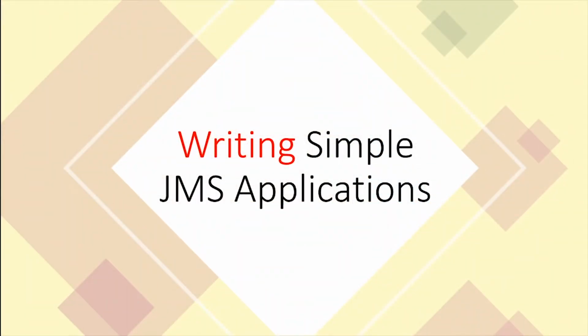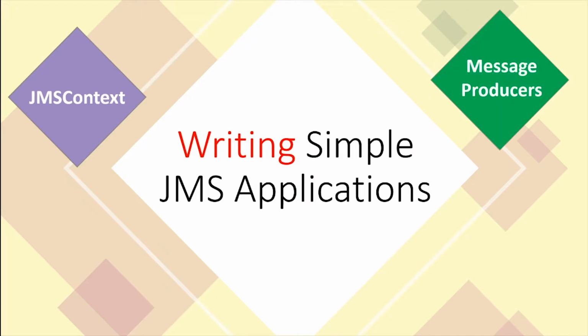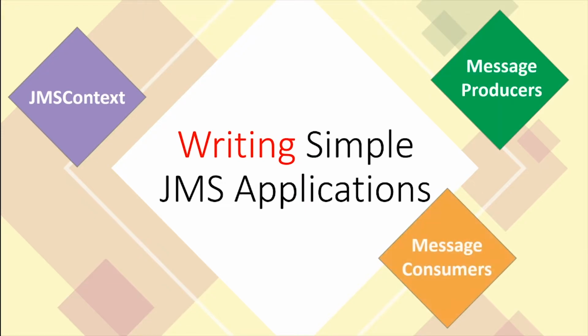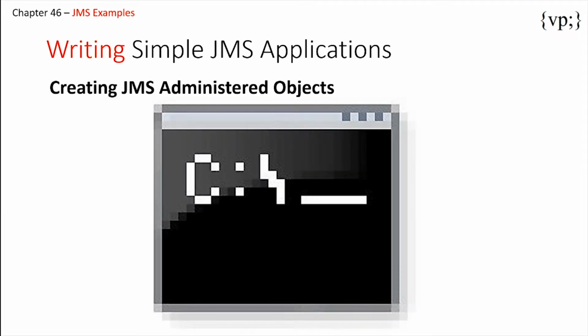So first of all, let's take a look into writing simple JMS applications. These examples show how to create, package, and run simple JMS clients that are packaged as application clients. They'll be doing basic tasks that are needed by any application client, like creating JMS context, creating message producers which send messages, and creating message consumers that receive messages. Okay, but first things first, let's make sure that all the resources are created before we start any examples.